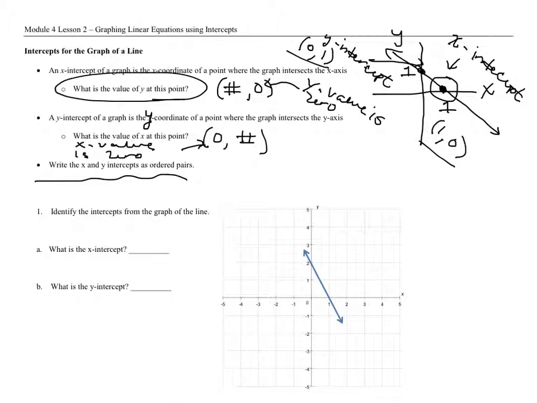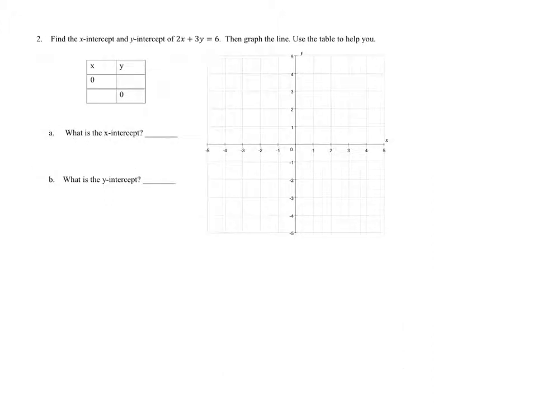Now, there are several things that we need to do in this section. One is to identify the intercepts from the graph of a line. Just to look at it, the x-intercept's right here, so that would be the point (1, 0). The y-intercept is right here, and that would be the point (0, 2). So it's kind of easy to read it from the graph, which we love, so we wish that we were always given that. Not necessarily true. Let's move on to the example.